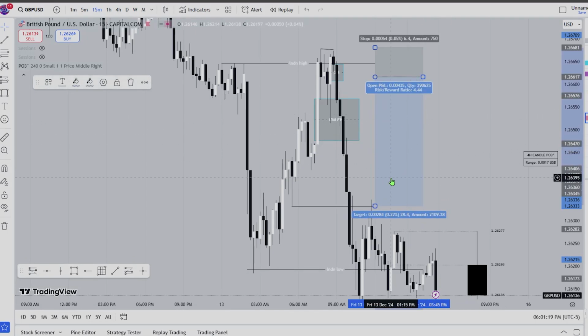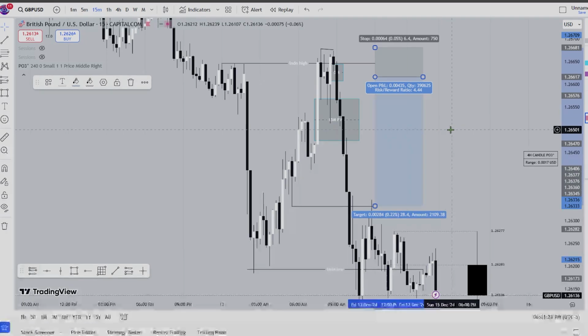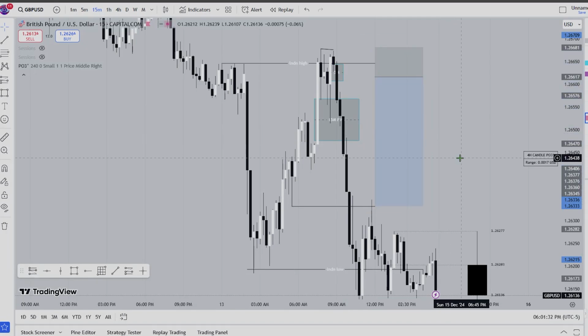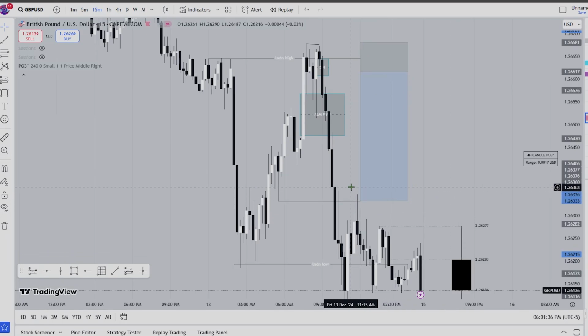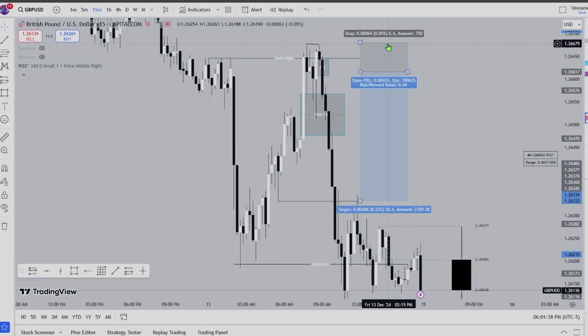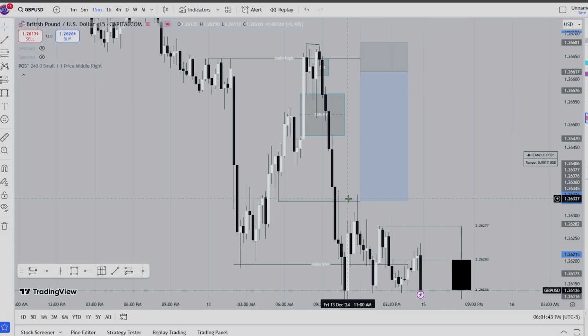So we held this for 284 pips. Good risk to reward ratio. I got a 1 to 4.4 RR. 1 to 4.4 risk to reward ratio. Didn't risk too much on my account at all. Only risked 1%. And we turned it into $427. So I'm really happy with the way this trade turned out.